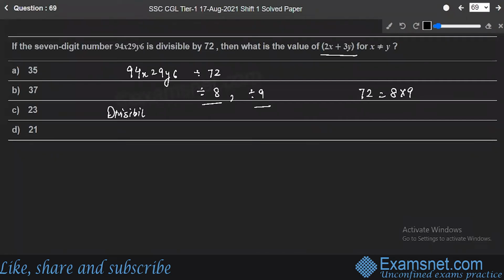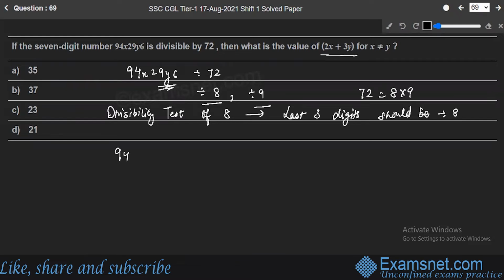Divisibility test of 8. What is the divisibility test of 8? Last 3 digits should be divisible by 8. So what are the last 3 digits?